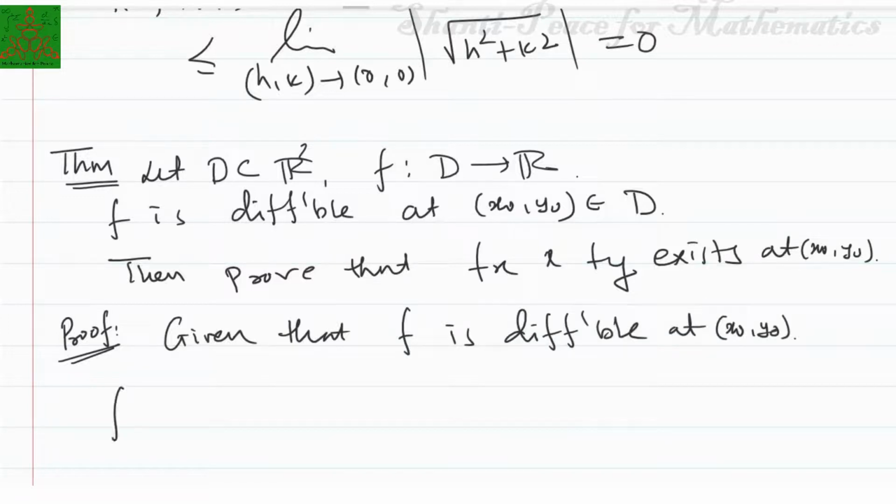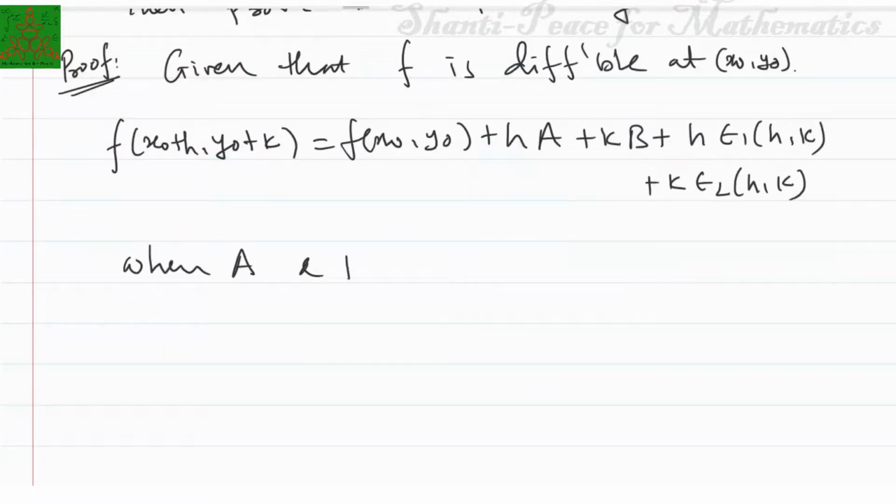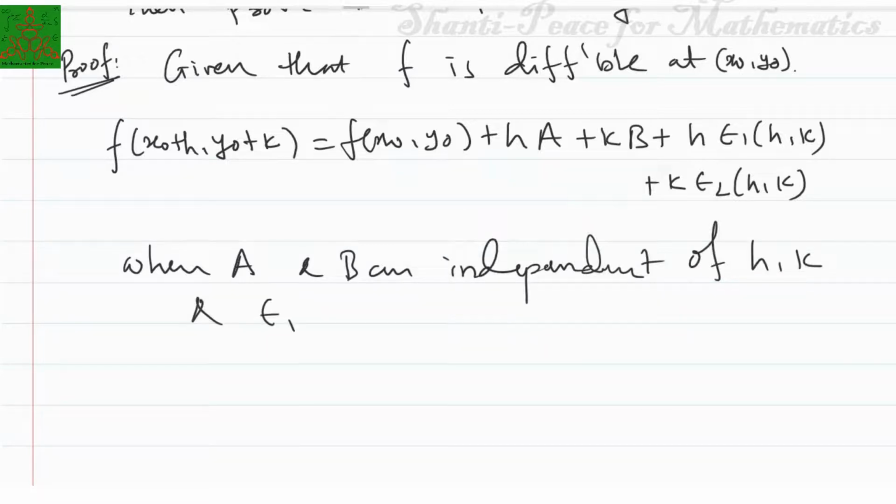So as per the definition, we can say f(x0 + h, y0 + k) = f(x0, y0) + h·a + k·b + h·ε1(h,k) + k·ε2(h,k), where a and b are independent of h and k, and ε1 and ε2 tend to 0 as (h,k) tends to (0,0). Let us call this equation 1.